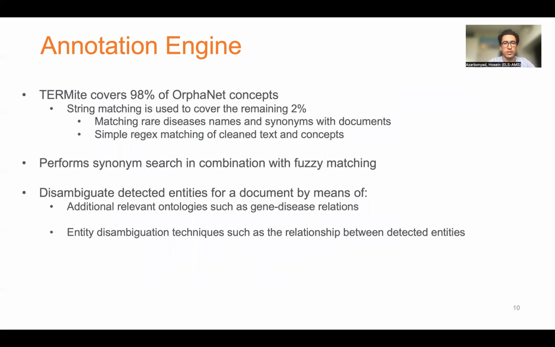A few words about this annotation engine. TERMite covers most of the Orphanet taxonomy, about 98% of it. But the other 2% is not covered because of frequent updates applied on top of the taxonomy. To cover the other 2%, we use a simple string matching approach, which matches disease names and synonyms with the document. So basically, it looks for the exact mentions of the names or synonyms of diseases in the documents.